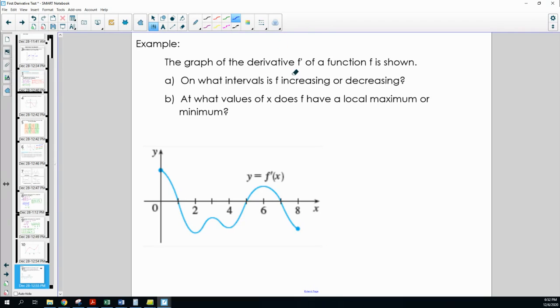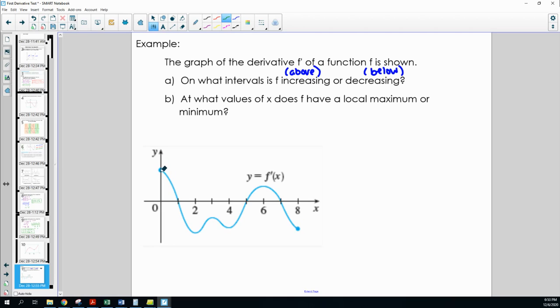But if f is increasing, that means that, well, so we're looking at the graph of the derivative. So we always want to make sure we're paying attention to what graph we're looking at. So if f is increasing, that means that it has to be above the x-axis. And if f is decreasing, that means it has to be below the x-axis, the derivative graph.